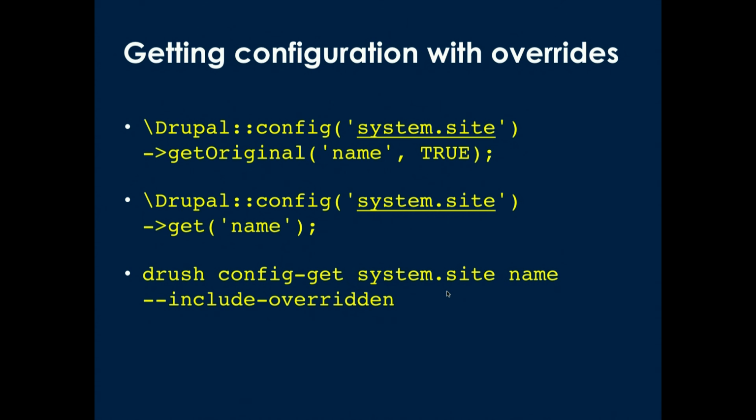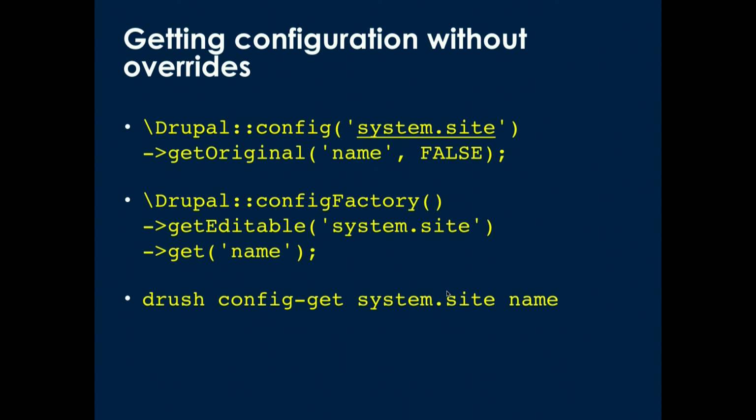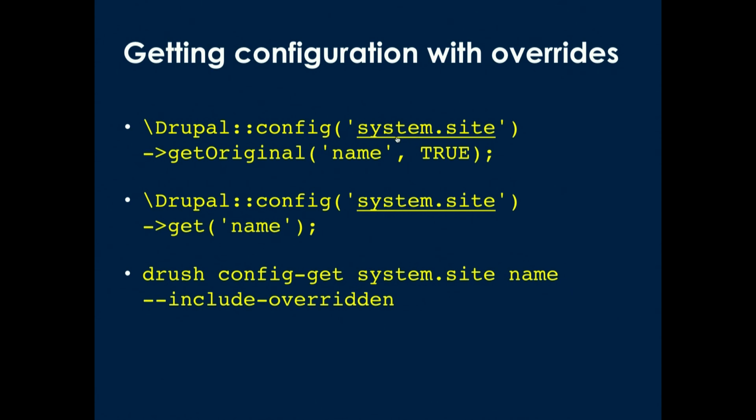Or, to get it without overrides, using the config factory service, you would use get editable. Oh, I guess you don't use config factory. You could also do it just using the get method and whatever item you want. Again, the drush command: if you include the option include overridden, then you'll get the overridden value.